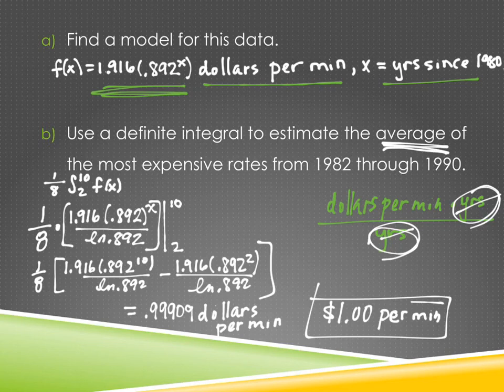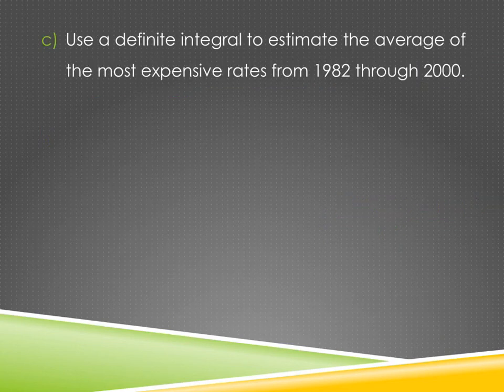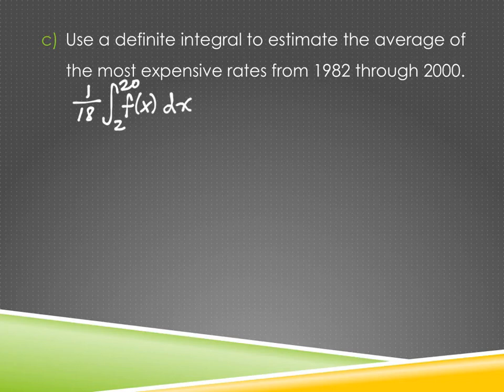Okay, let's just talk through part C, I won't do it, and that way you guys can finish it up on your own. Well, the only difference on part C is what from part B? The interval. The interval goes from 1982 to 2000 instead of to 1990. So the very beginning part will be 1 over what? 18, because it's 18 years. So our interval looks like this, from 2 to 20 dx. Let me just tell you what the answer is so that if you're confirming this later, you have the right thing. This ends up being 64 cents per minute on this particular problem.